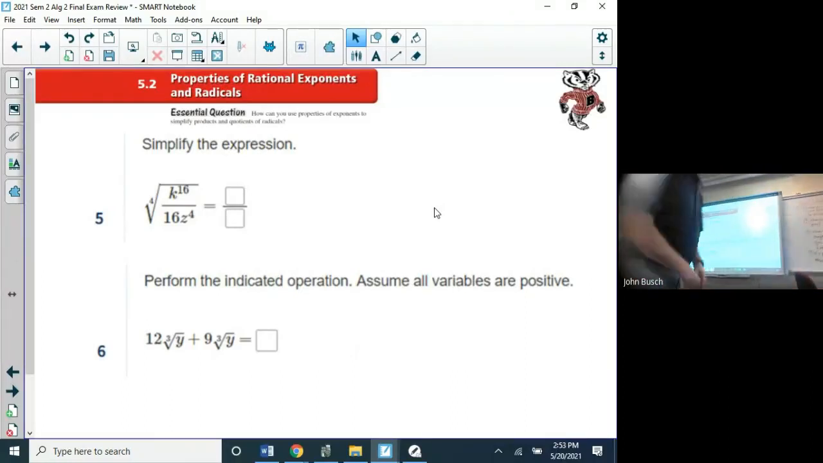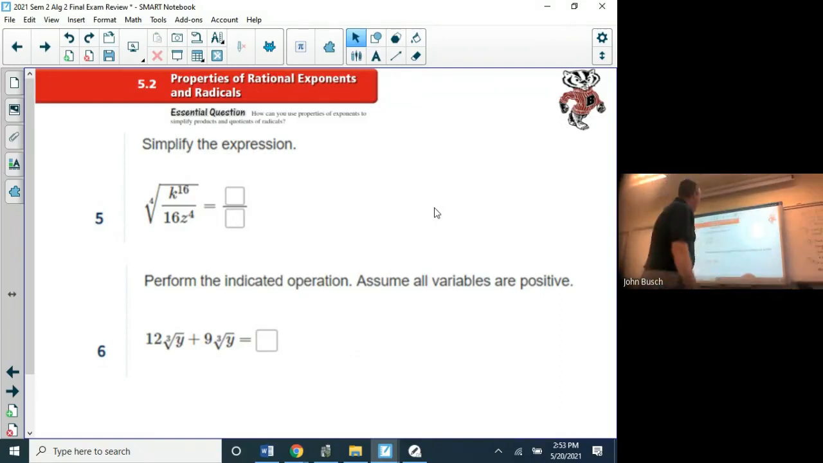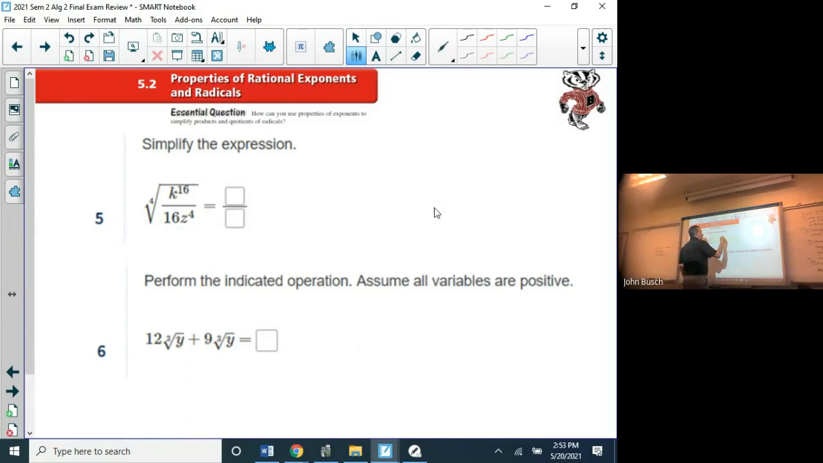Hopefully that's pretty close. So when you have a fraction underneath a radical, the radical is on the top. And I'm going to separate this k to the 16 into k to the 4, 4 times.